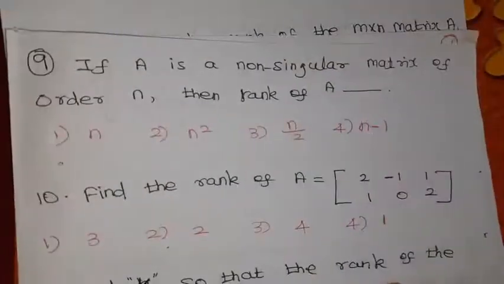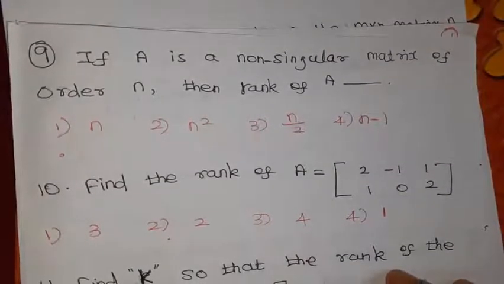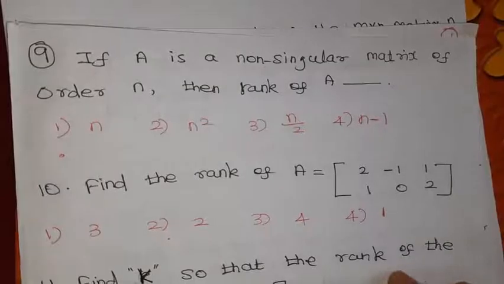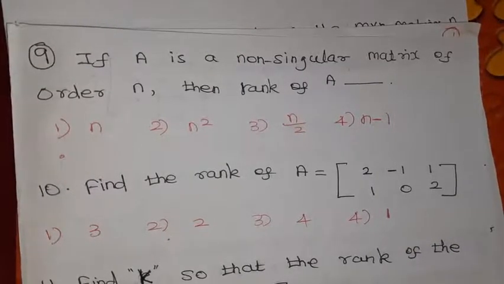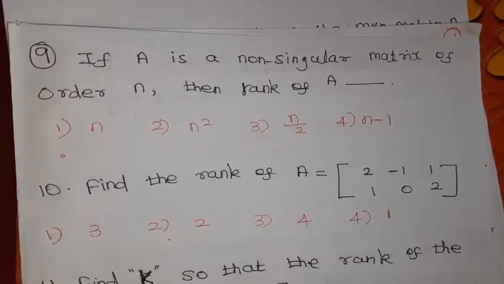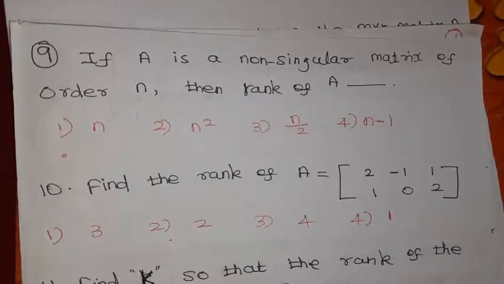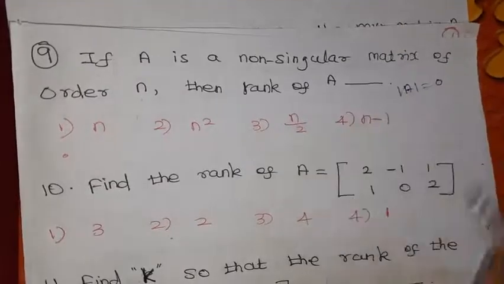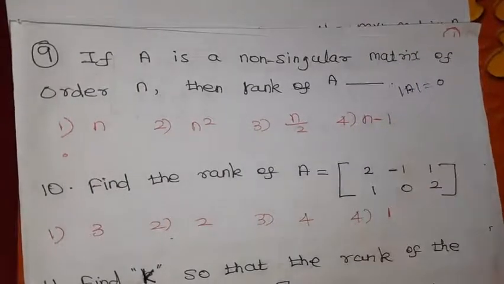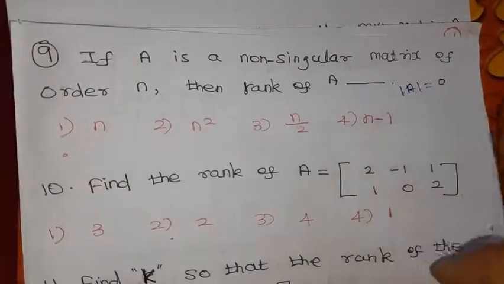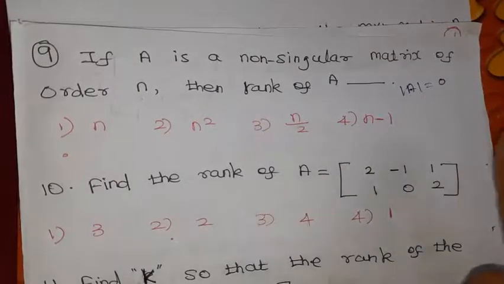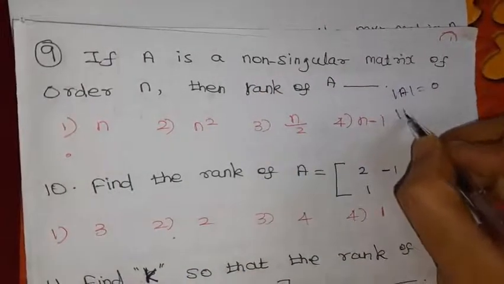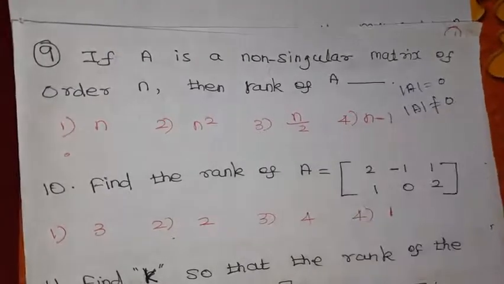Then question 9: if A is a non-singular matrix of order n, then rank of A is? What is actually a singular matrix? All are based on the properties of the matrix. As I told earlier, we should be thorough with all properties of matrices, then only we can solve this type of problem. Singular matrix means mod A should be equal to 0, determinant of A equal to 0. If the determinant of a given matrix is 0, then only that matrix is called a singular matrix. Then what is a non-singular matrix? Determinant of A should not be equal to 0.